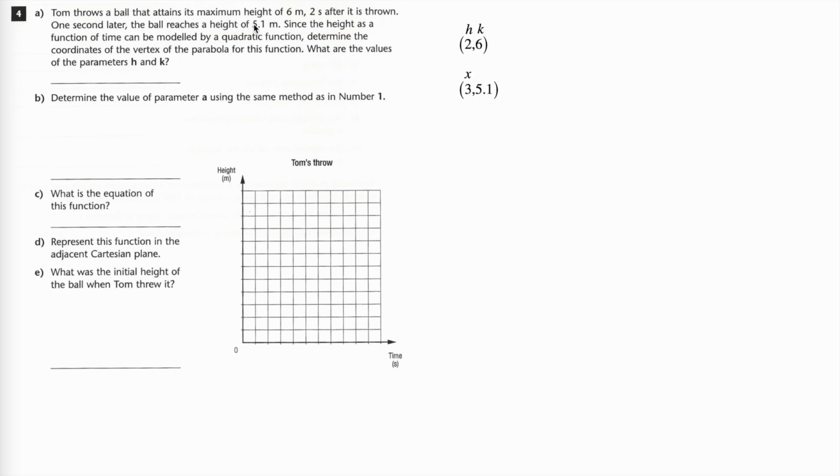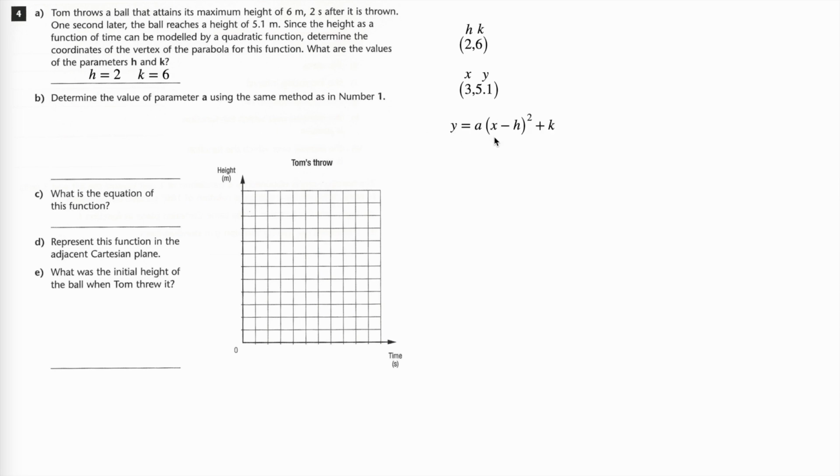I'm going to use this other point. The ball is thrown, after 2 seconds it reaches its maximum height, and then a second later, it has a height of 5.1. So a second after 2 seconds is 3 seconds, has a height of 5.1. My x value is going to be 3, my y value is going to be 5.1. I'm going to plug this into the standard form of the equation.